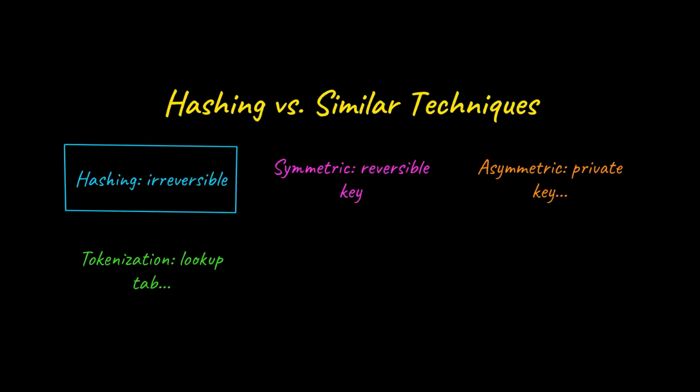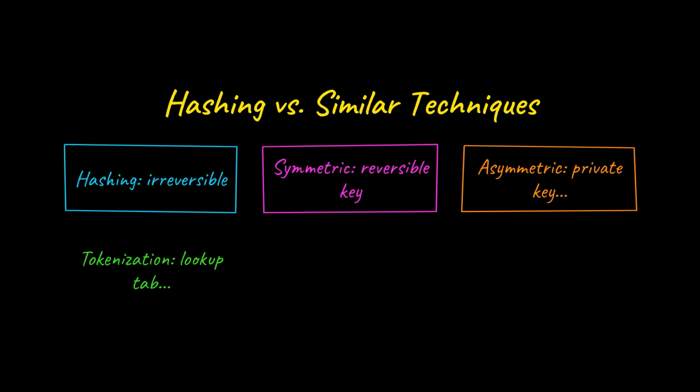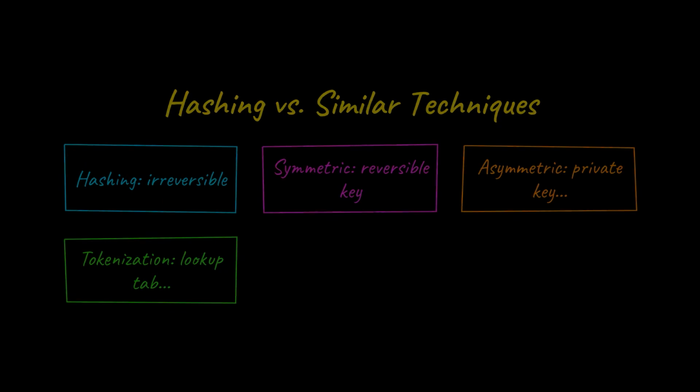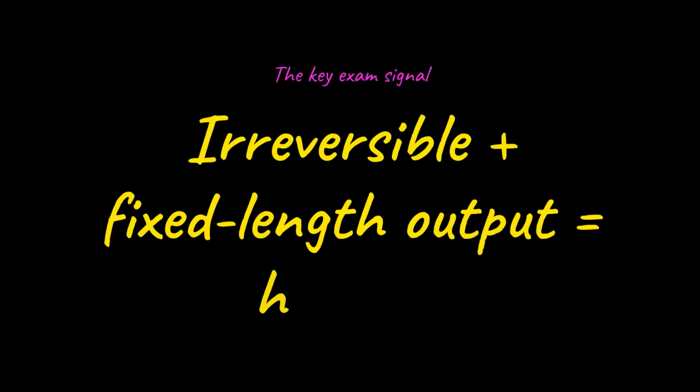Hashing is often confused with 3 other techniques. Symmetric encryption is reversible with the correct key. Asymmetric encryption is reversible with the matching private key. Tokenization maps back through a database lookup. Only hashing is a truly irreversible mathematical reduction. That distinction is exactly what exams test. Whenever an exam scenario describes a transformation that produces a fixed-length value from any input and cannot be undone, the answer is hashing. One way, fixed length, and irreversible are the signal words to recognize.